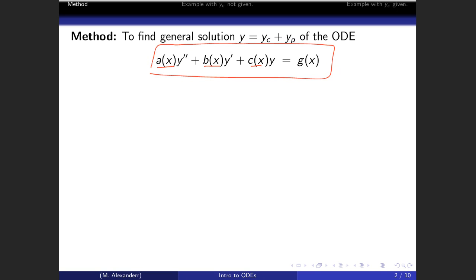And so I'm going to give you the outline of the method just very briefly. I'll try to make it 2 steps. And then I want to give you 2 examples.